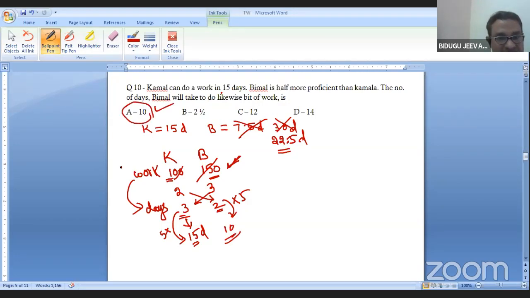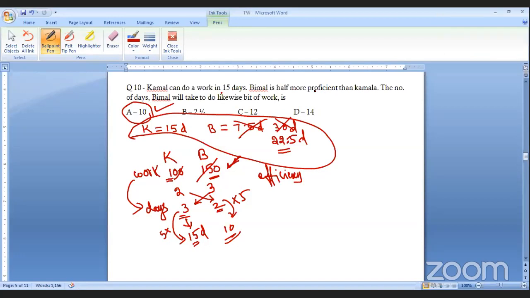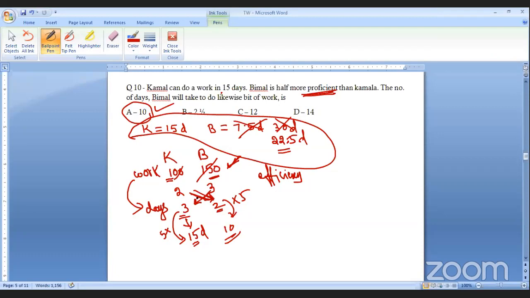Clear? Following my point? Yes, sir. So you need not get confused writing all these things. Whenever efficiency is given, it means work, so that you can write easily. Because days are given, work can be made reverse, because time and work are both inversely related. You get the answer.